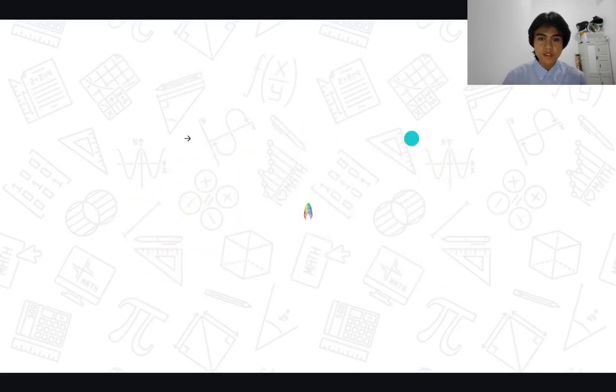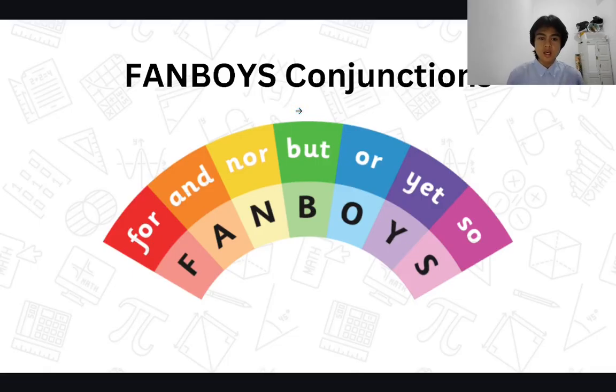So moving on. Sorry. So these are the FANBOYS conjunctions, which are what? Well, these are just conjunctions that either use a comma or not, depending on the type of clause. You don't have to memorize them because it's simple: for, and, nor, but, and so on. So how do we use the FANBOYS conjunctions here?